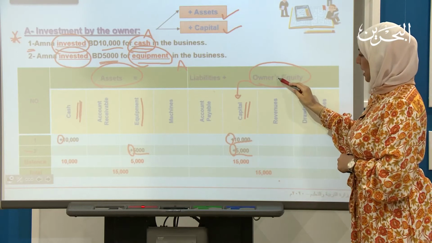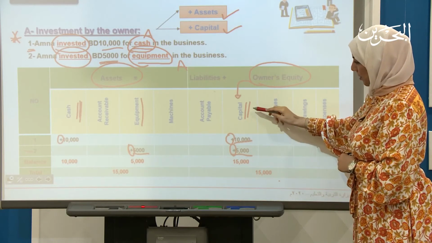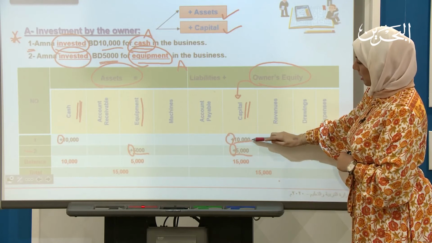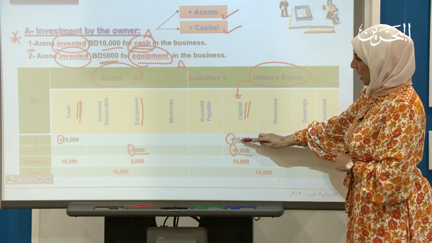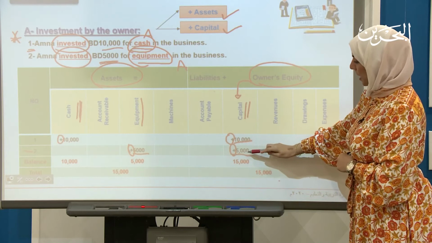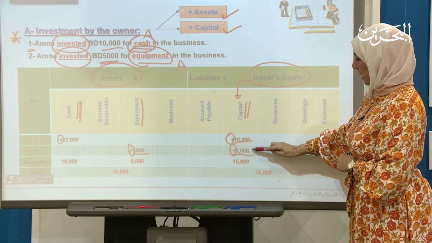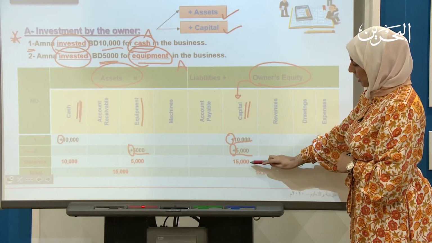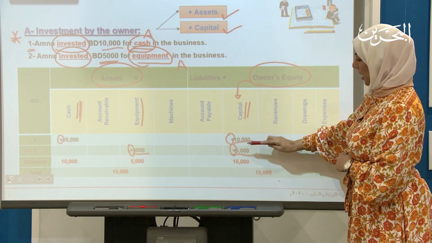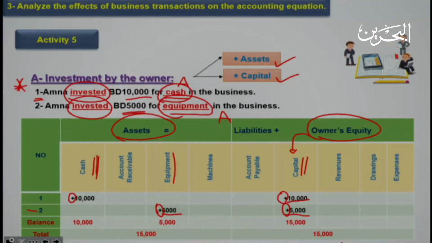Shifting to the section of owner's equity, under the capital, I start in transaction 1 with 10,000 and then moving to the second transaction my account increases by 5,000. So at the end, I reach 15,000. 10,000 plus the 5,000 will be the total. In the owner equity section, the total will be 15,000 because I don't have other figures in this section.